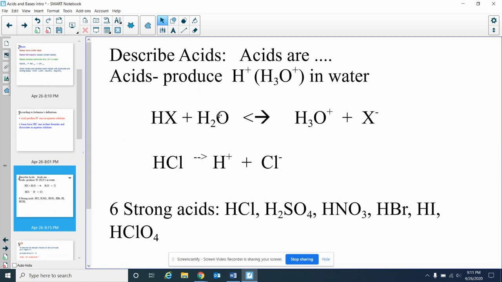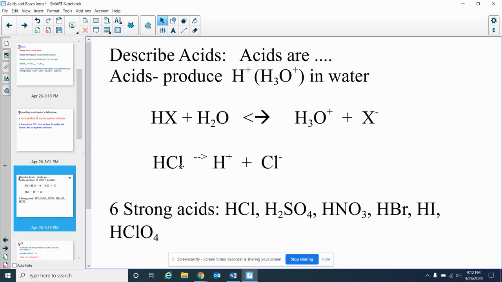So again, acids will give a hydrogen to water or to a base. Hydrogens are given off from the acid to water or a base. And in water, it produces H3O plus.